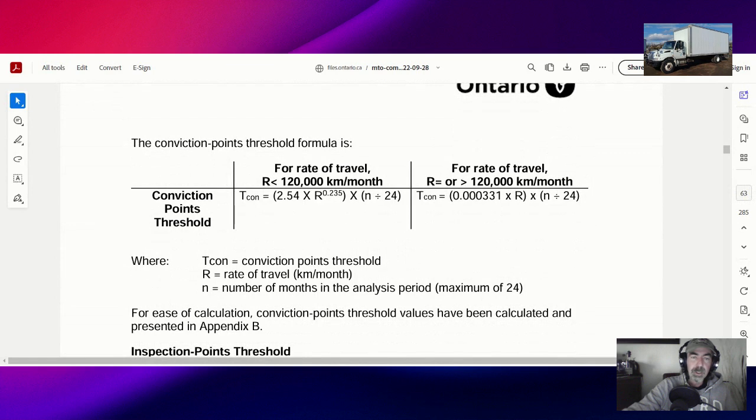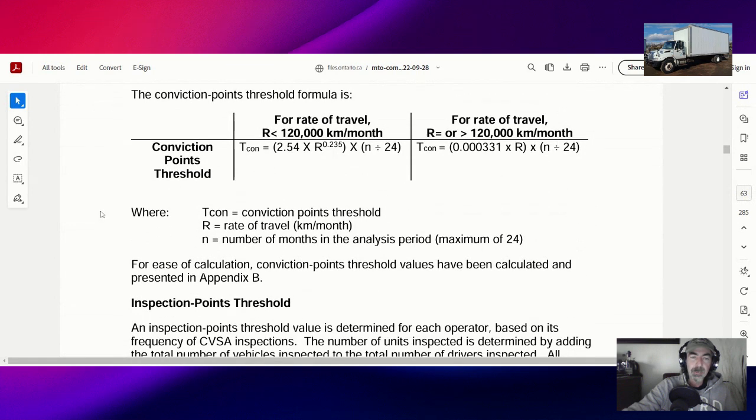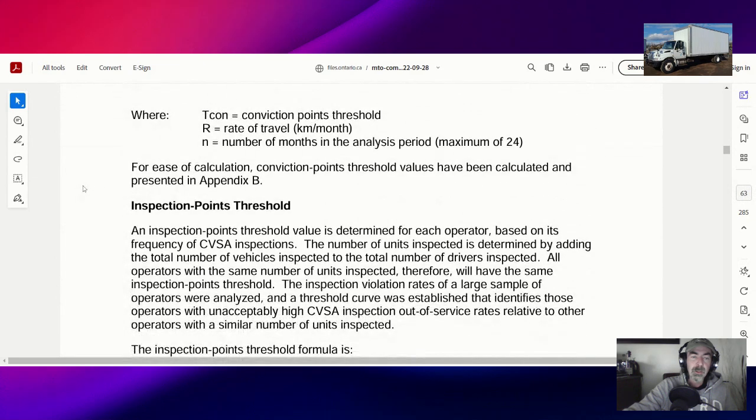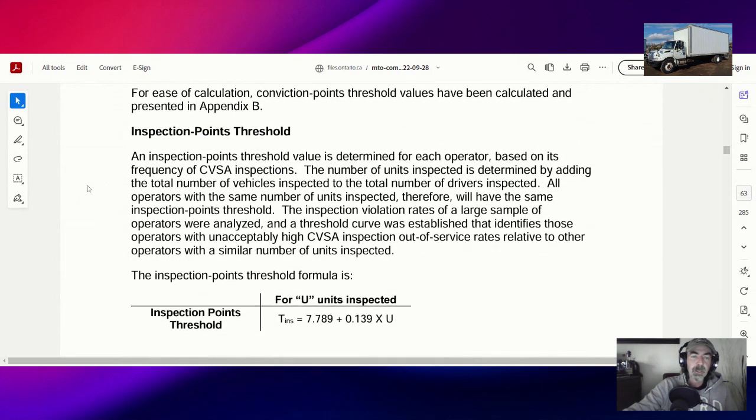The conviction points threshold formula is very similar to the collision one; this is just TCON instead of TCOL. It depends on the rate of travel: less than 120,000 kilometers a month, or more than 120,000 kilometers a month. For ease of calculation, conviction points threshold values have been calculated and presented in Appendix B.